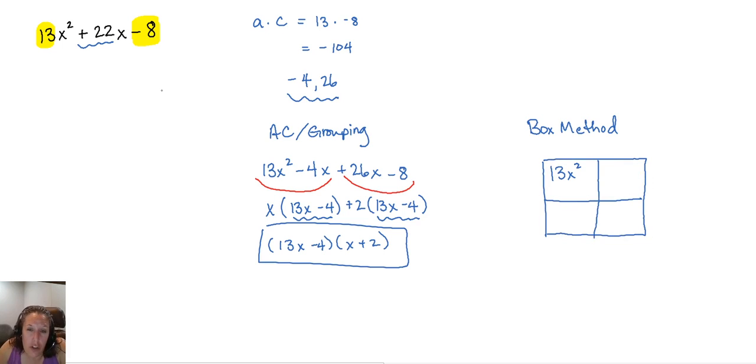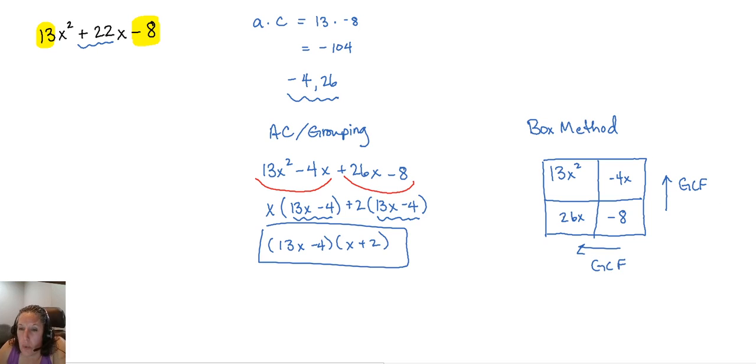So we've got our first term always goes in the top left, and our last term always goes in the bottom right. And then we're going to put the two numbers that we found, the negative 4 and the 26, multiply each of those by x in the top right and the bottom left. And then now all we're going to do is factor out the GCF from each row and each column.